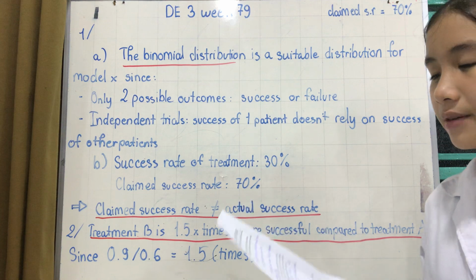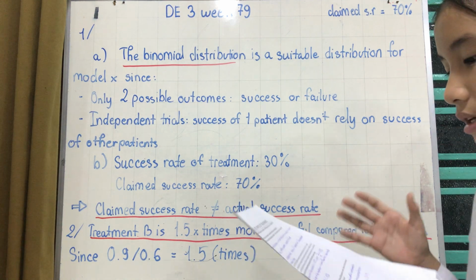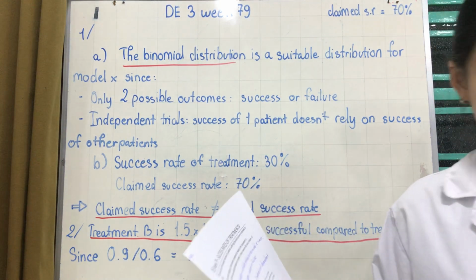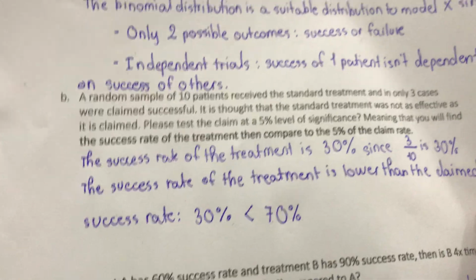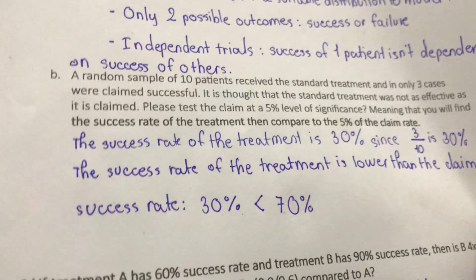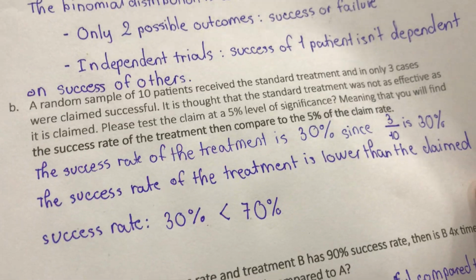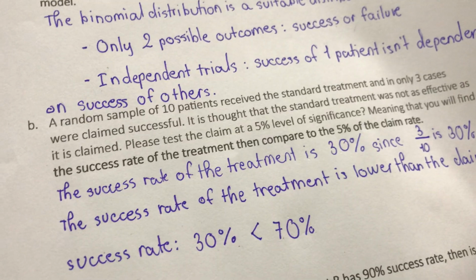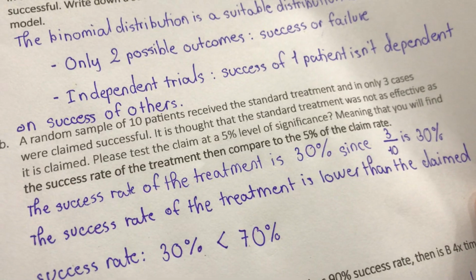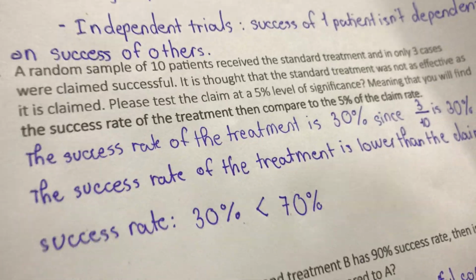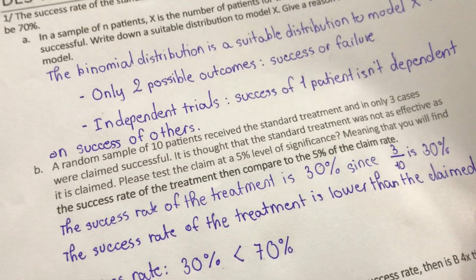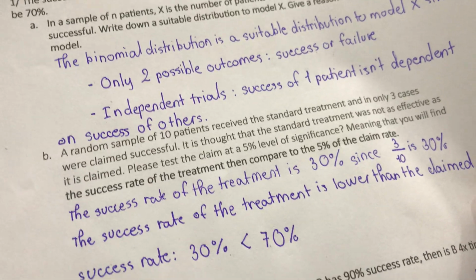Next, for B. 1B is a random sample of 10 patients. A random sample of 10 patients received the standard treatment, and in only 3 cases was the treatment successful. If it is thought that the standard treatment was not as effective as it is claimed, please test the claim at a 5% level of significance, meaning that you find the success rate of the treatment and then compare it to the claimed rate.